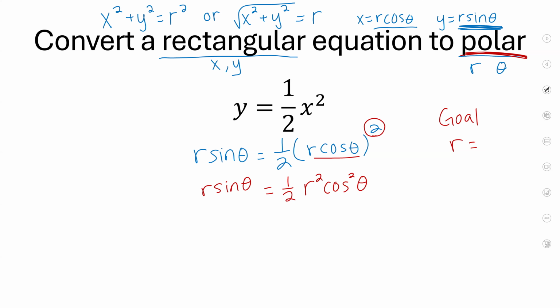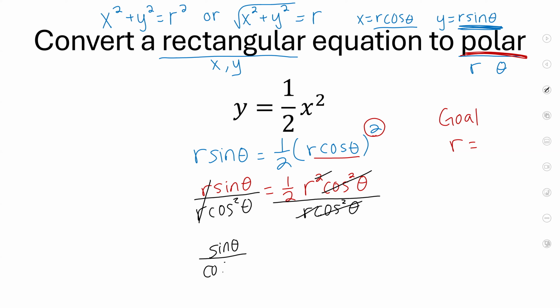I think a good idea would be to divide by r cosine squared theta on both sides, so that cosine squared will cancel out. Radius will cancel out with just one of the radiuses, so it's no longer squared. And then on this side, the r's would cancel out. So here's what I'm left with. I have sine theta divided by cosine squared theta equals 1/2 r.